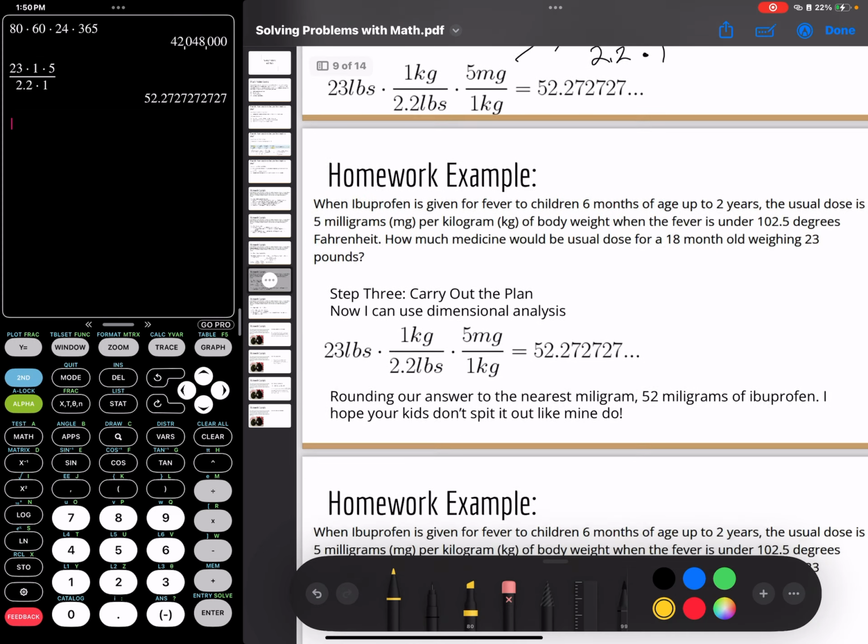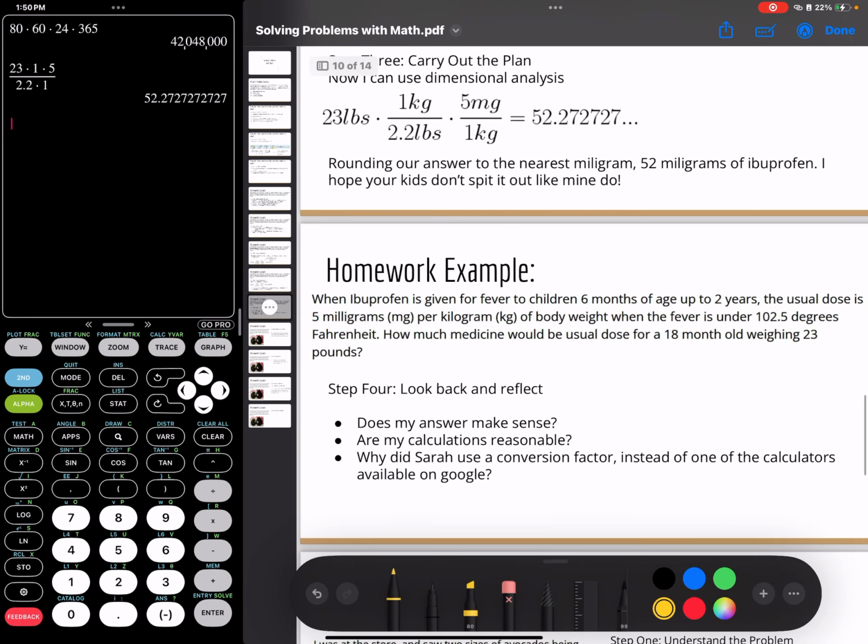All right. So let's look back and reflect on that problem. Does that answer make sense? Do you think 52 milligrams is a reasonable amount? Are my calculations reasonable?